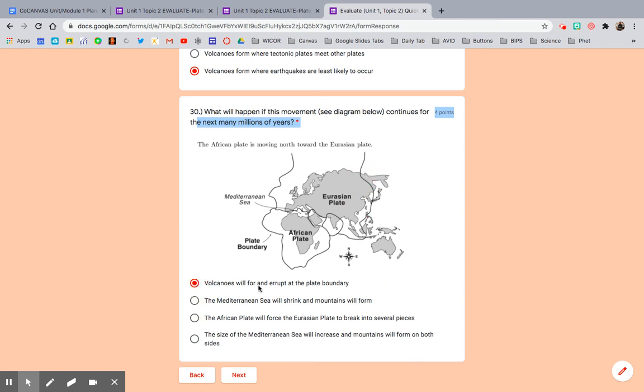Volcanoes will form and erupt at the plate boundary. The Mediterranean Sea will shrink and mountains will form. The African plate will force the Eurasian plate to break in several places. Or the size of the Mediterranean Sea will increase and mountains will form on both sides. So what's going to happen if this African plate continues to move towards this Eurasian plate?